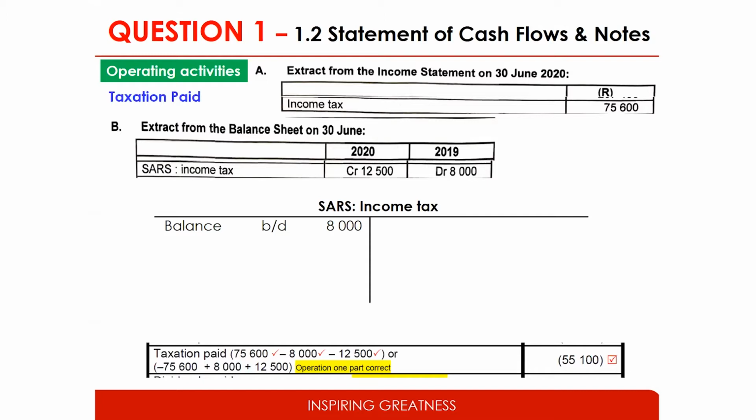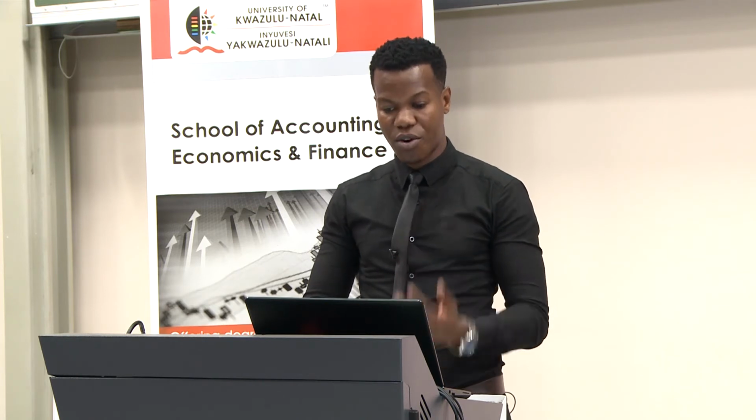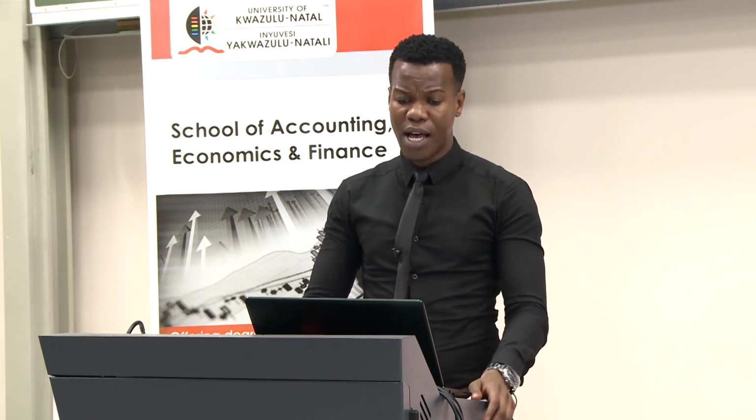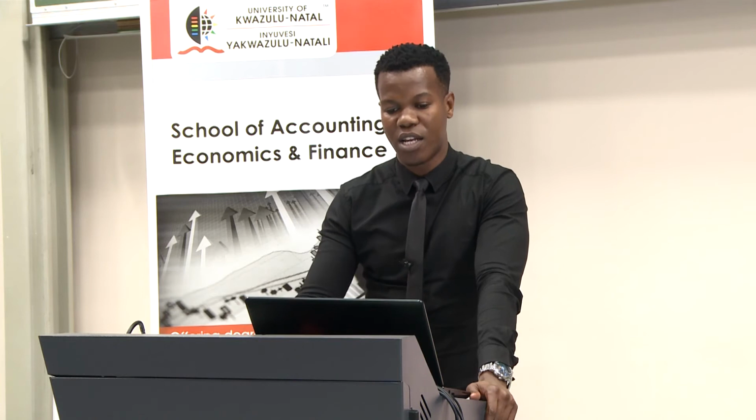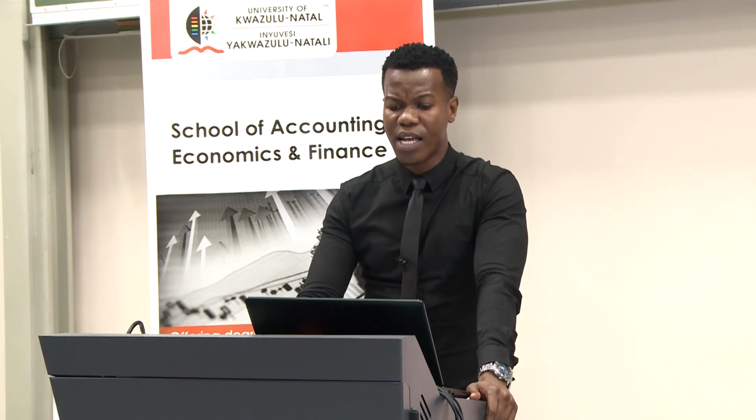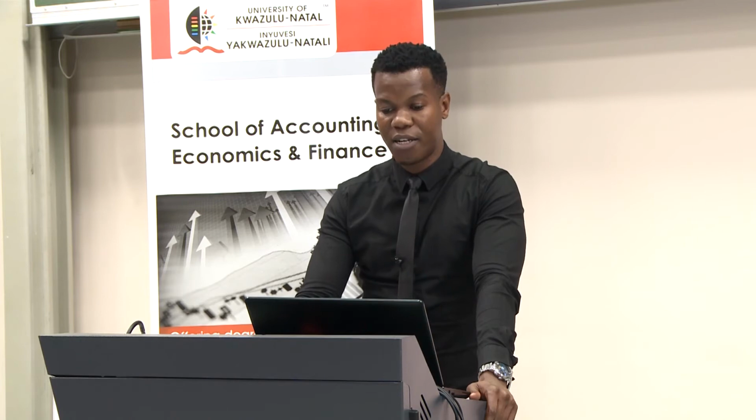Draw in your T account, put in your balance of 8,000 over there. Then the next thing that you need to do, you've got your closing balance of 12,500. Your closing balance of 12,500 is obviously the balance that has been carried down, and it's on the credit side because this is normally an amount that you owe to SARS, which means that you have to pay SARS. You are a creditor to SARS. Hence, it has a credit balance.